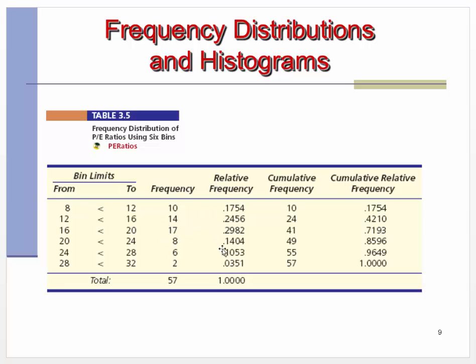You can calculate all the relative frequencies, cumulative frequencies, and cumulative relative frequencies. Cumulative relative frequencies always add up to 1.0 because that's all the companies. Of course, the cumulative frequency is 57, that's total over 57, then that's 1.0 or 100%.